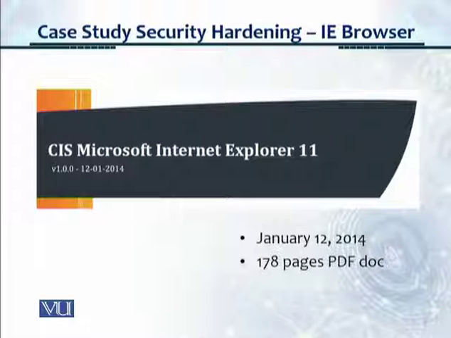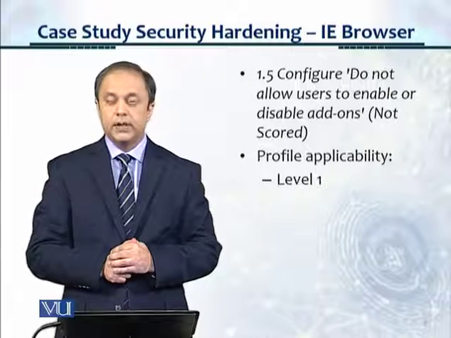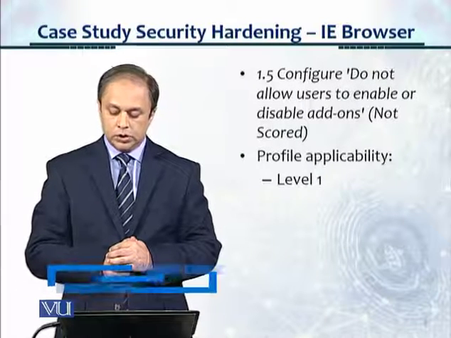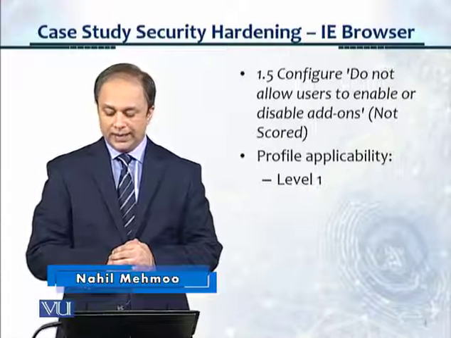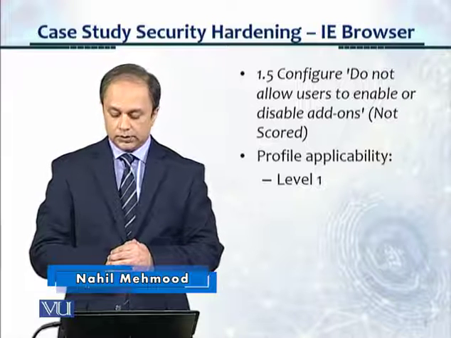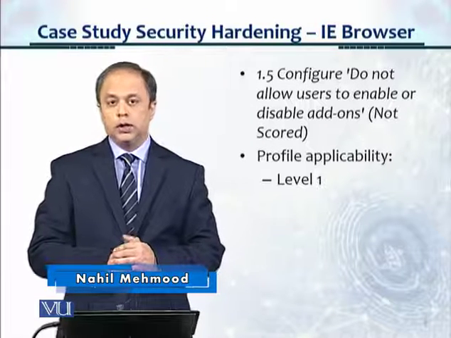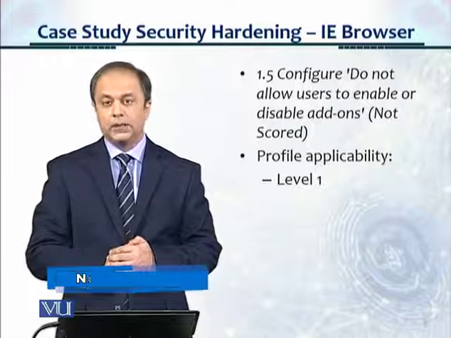We have this document from January 12th, 2014, and this is a 178 page PDF document. Again, Microsoft products have quite a vast number of pages in their security benchmark documents. So rule number 1.5 says, configure, do not allow users to enable or disable add-ons. It's not scored, and this is a level 1 profile applicability.